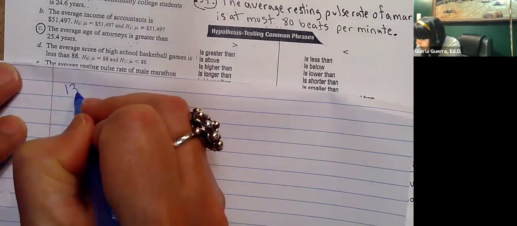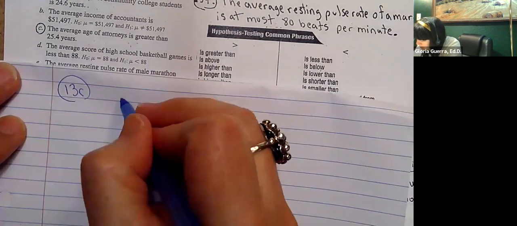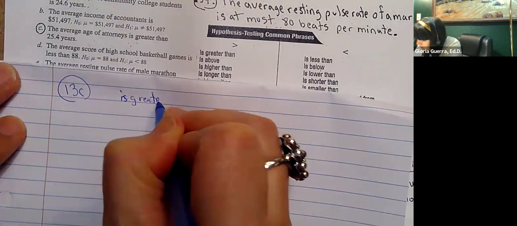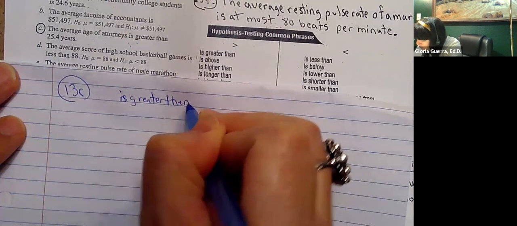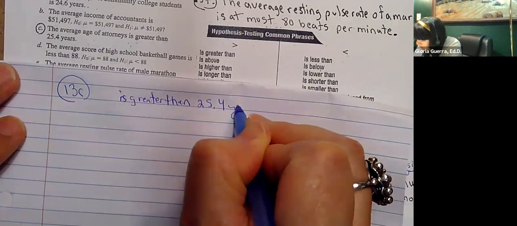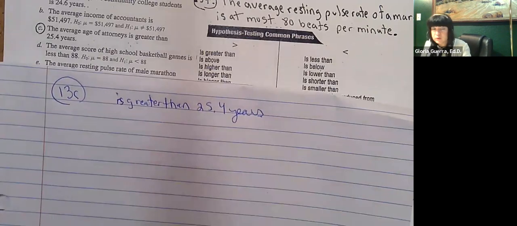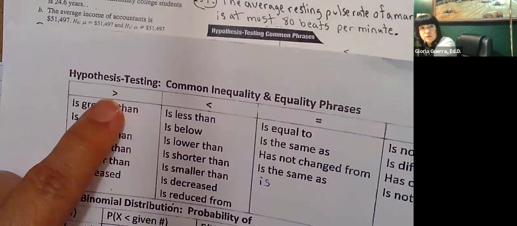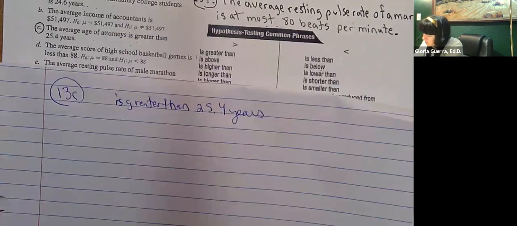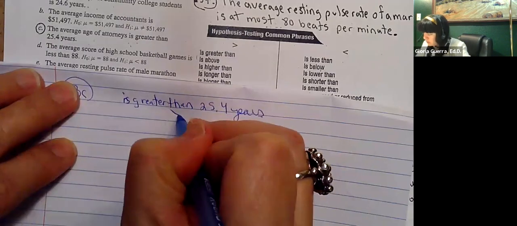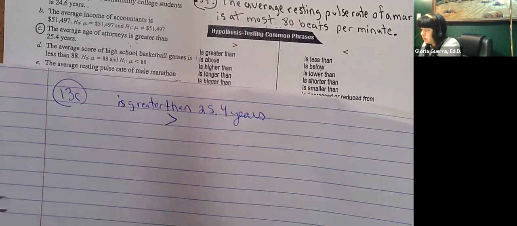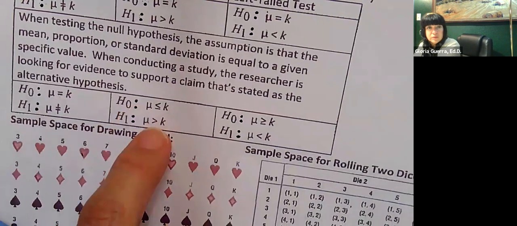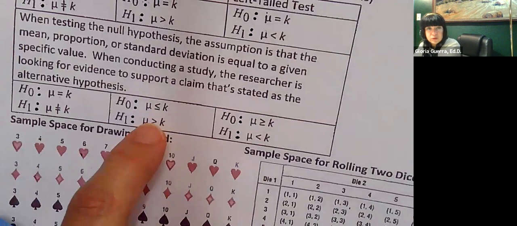So 13C, and the keyword is "greater than 25.4 years." The keyword for greater than is right here. See this? Is greater than? It's greater than. See that? So it looks like this. Then you go down again to the bottom and you're looking for that greater than. Oh, see it's right there? And that's where your claim goes.